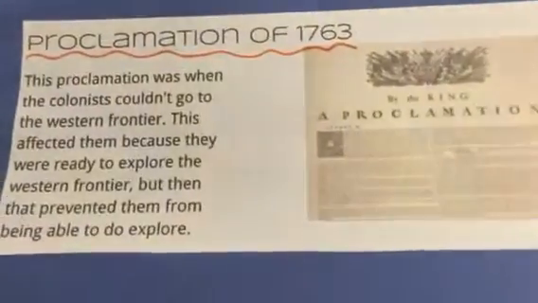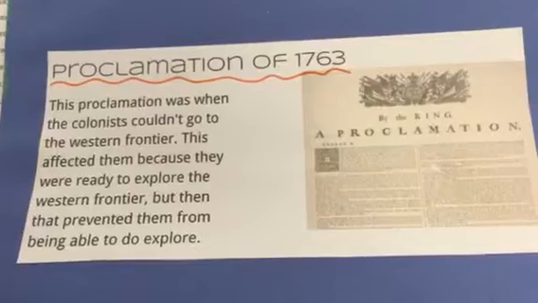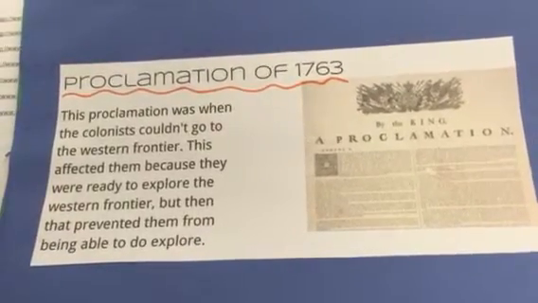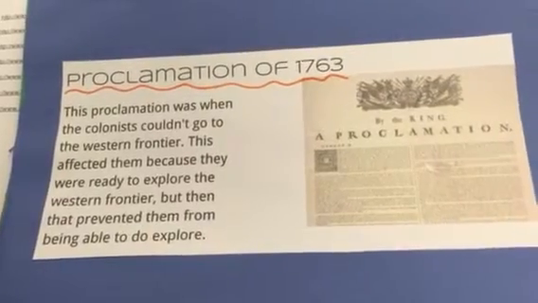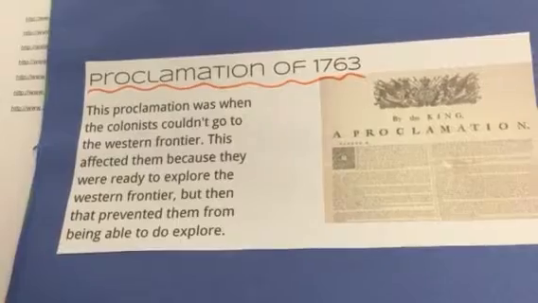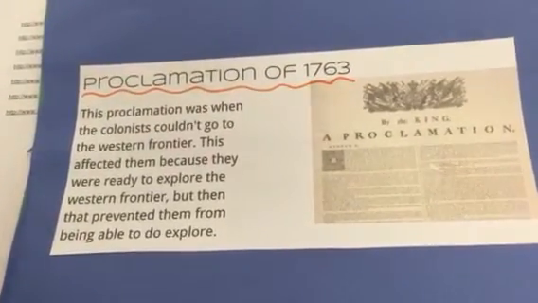The Proclamation of 1763. This was issued on October 7, 1763. The colonists couldn't go into the western frontier as an effect of the proclamation. This affected the people because they were excited and ready to explore the western frontier, but then the proclamation prevented them from being able to do so.